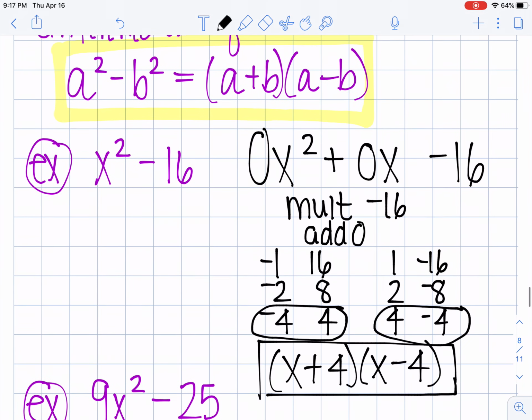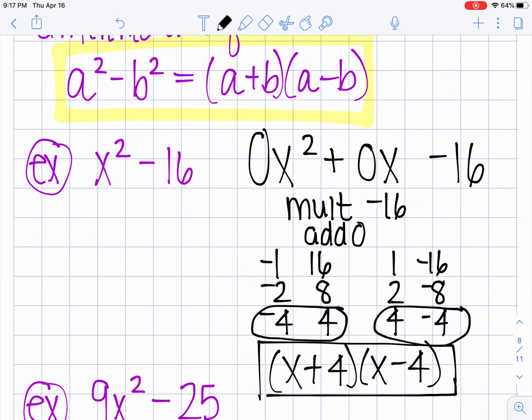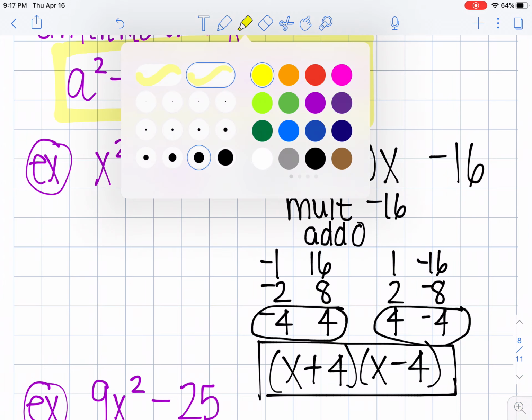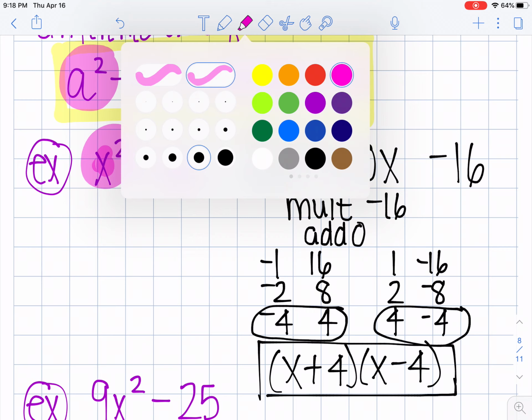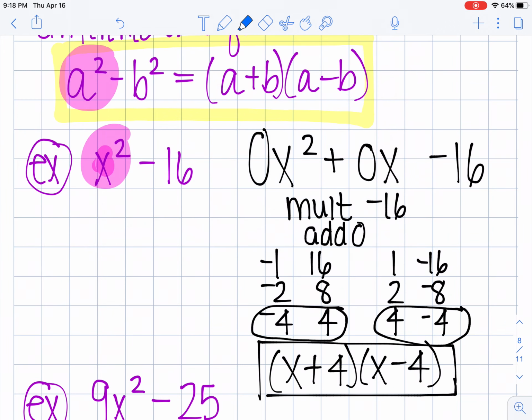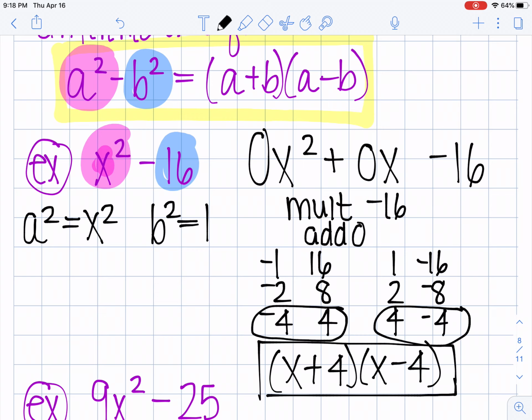The other way that I can look at this is I can kind of follow what the formula says. The formula says I'm going to take my first term, that's a perfect square, and I'm going to match it up with here. And then I'm going to take my next one, we'll do in blue, b squared, which I'm going to match up with here. So I'm going to take each and I'm going to set it equal to each other. So I'm going to say that my a squared value is equal to x squared. And my b squared value is equal to 16.